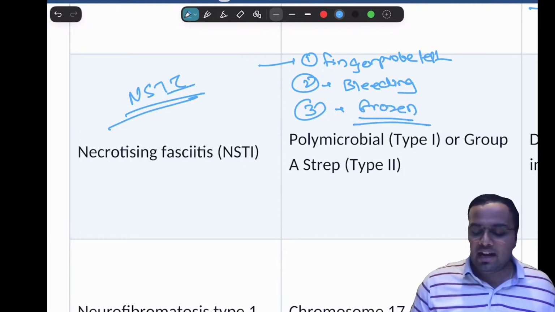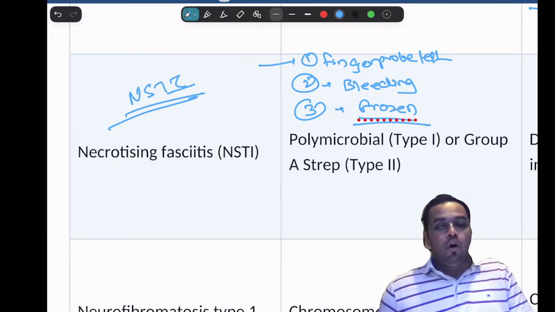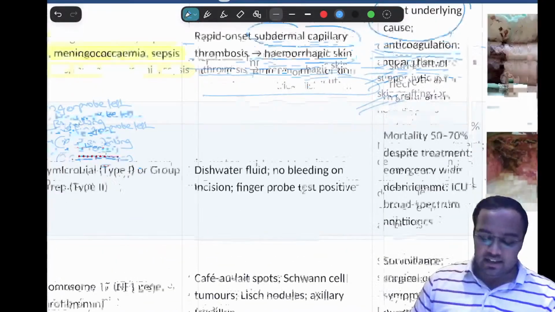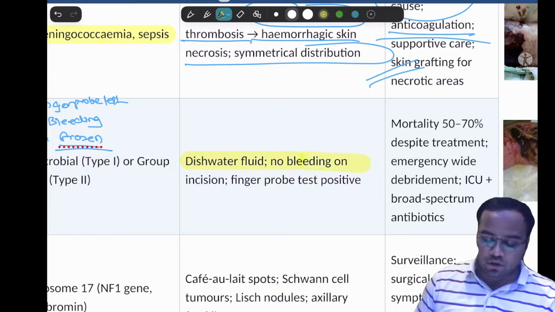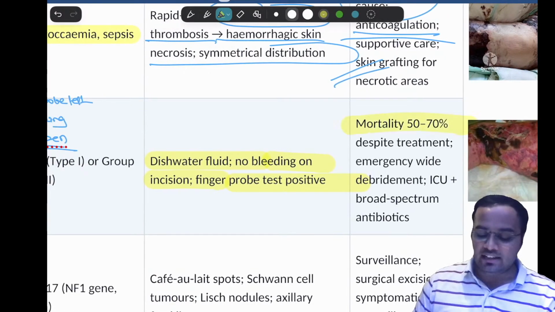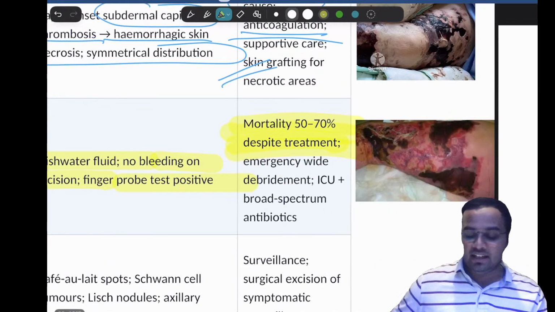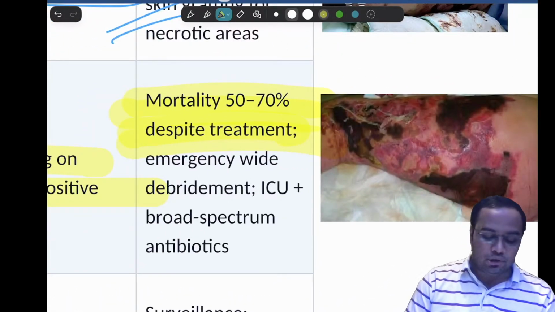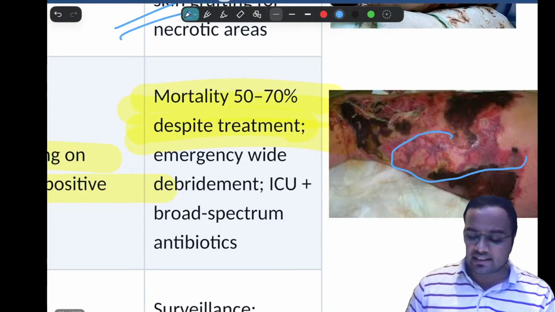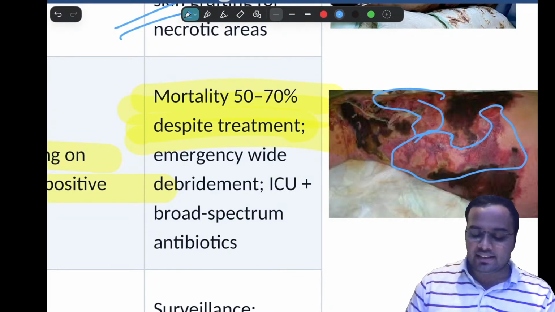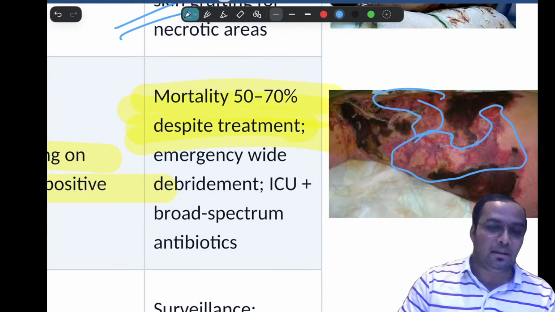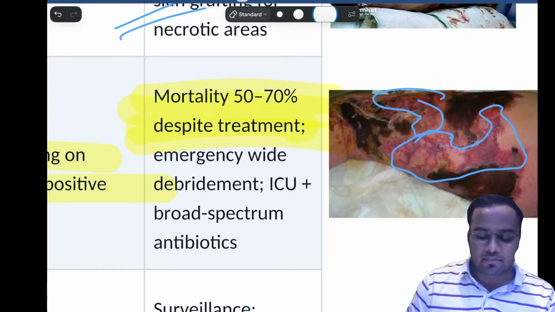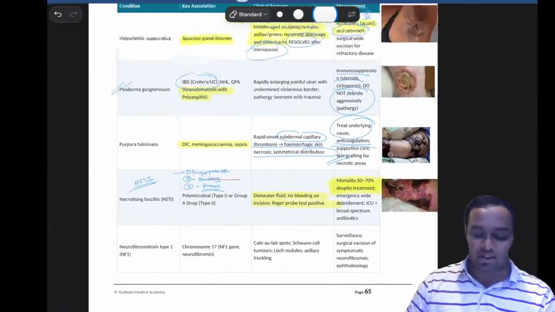So whenever you are debriding a patient of necrotizing soft tissue infection, always remember that you are going to check for the healthy tissue, and you are going to remove all the devitalized tissue. So again, dishwasher fluid, no bleeding, and finger probe test positive, and mortality is almost 70% despite treatment. But here it requires surgery. As you can see, there are ulcers on the limb, and between the ulcers there is associated skin cellulitis, skin erythema. So it is a forming necrotic patch. In these patients you need debridement. So you should know which patients require emergency debridement and which is the medical cause. These are the important things which you should be knowing.